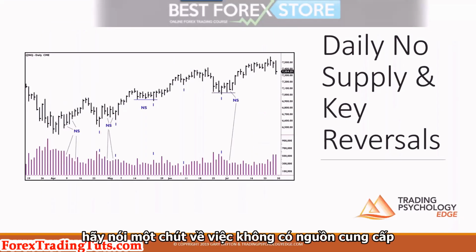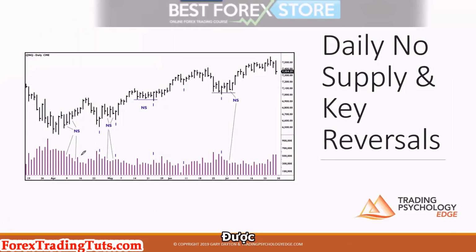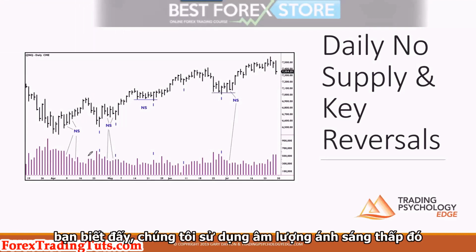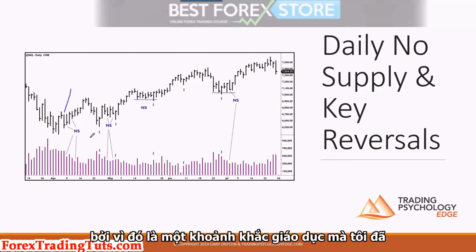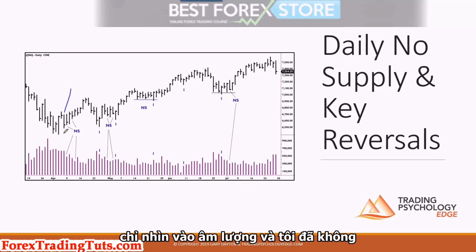Let's talk a little bit about no supply. All right. So, we use that light volume, low volume, less than the previous two. It's a good little rule of thumb. So the first one is actually not. This is a mistake in the chart, and I left it there on purpose because it's an educational moment. I was just looking at the volume, and I was actually more interested in some of this stuff over here than I was over here, and I just said that as no supply. So yeah, it's got the volume less than the prior two.